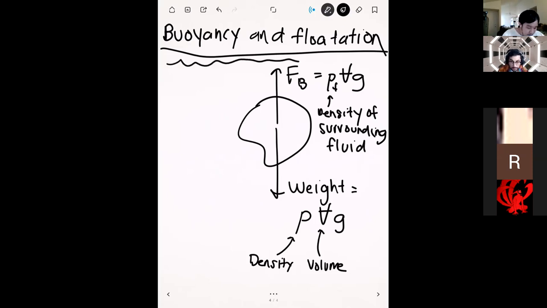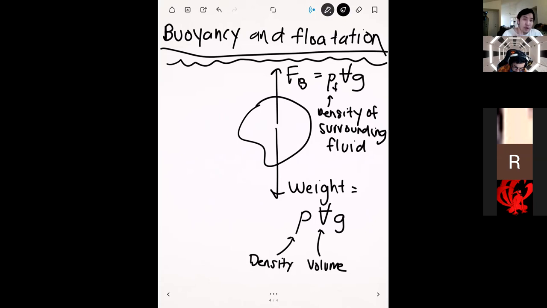Just to emphasize this, let me go to water waves. If you have, say, a piece of chalk, or maybe not chalk, let's just do a rock. Let's say you take a rock and drop it into a glass of water. That rock will have a weight pulling it down, and the weight will be the density of the rock times the volume of the rock times gravity.